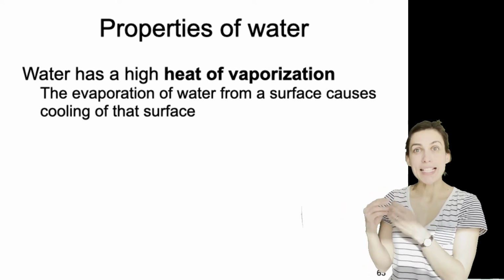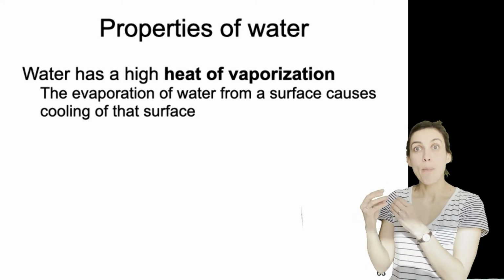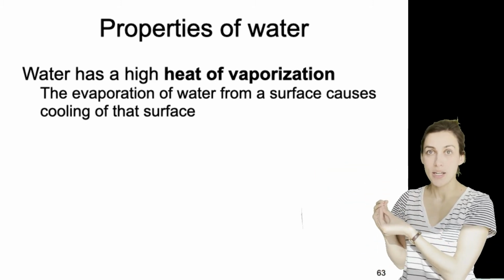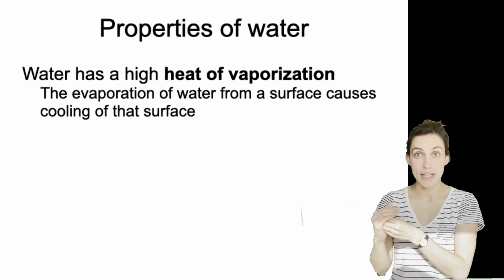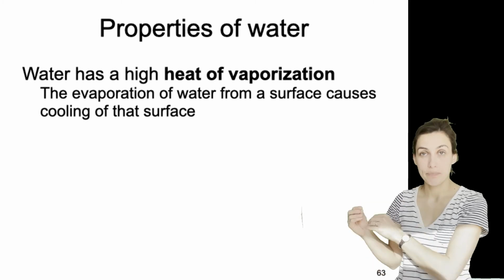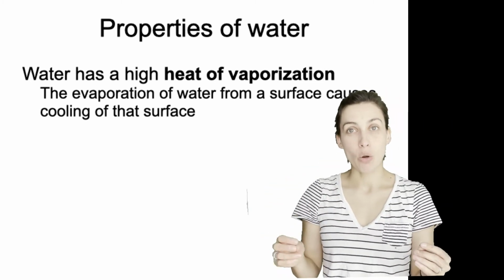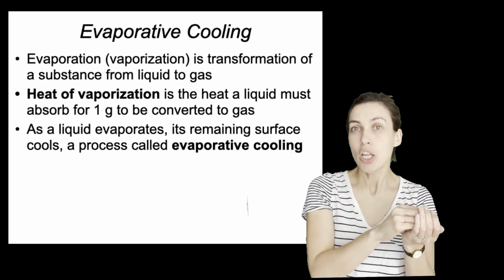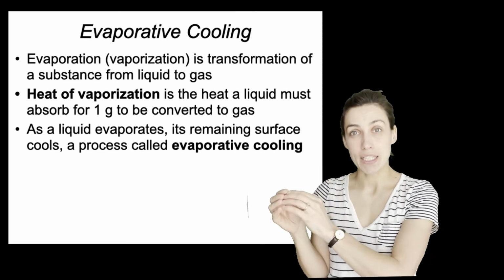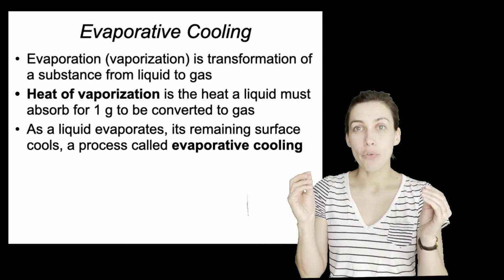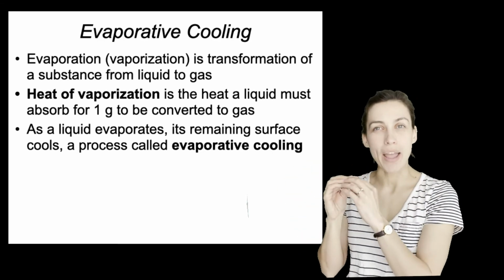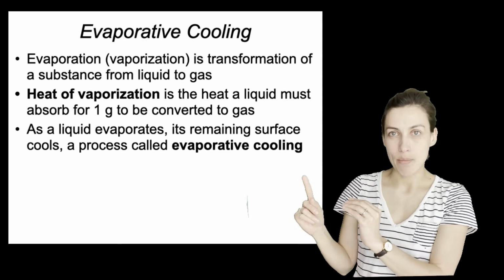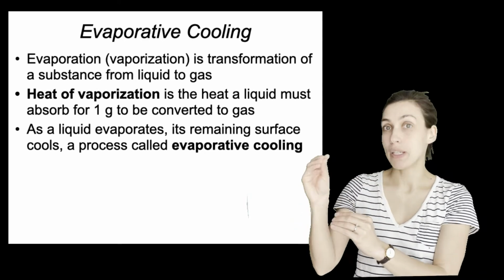Heat of vaporization is how much energy a molecule of a substance has to absorb, so it has to take in from the outside, in order to convert 1 gram of that substance from liquid to gas. Evaporation or vaporization is the transformation from a liquid substance to that same substance being in a gas form. Heat of vaporization is the amount of energy that is necessary to transform 1 gram of the substance from liquid to gas.